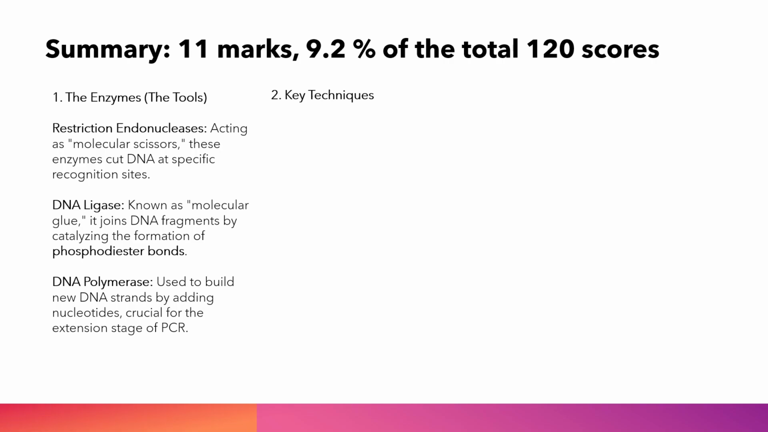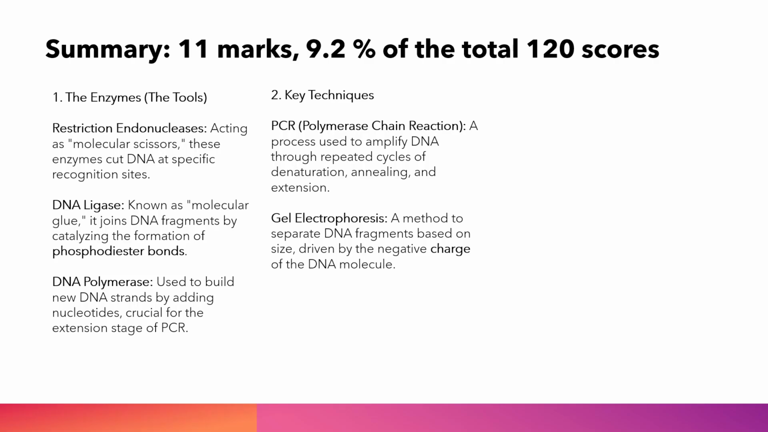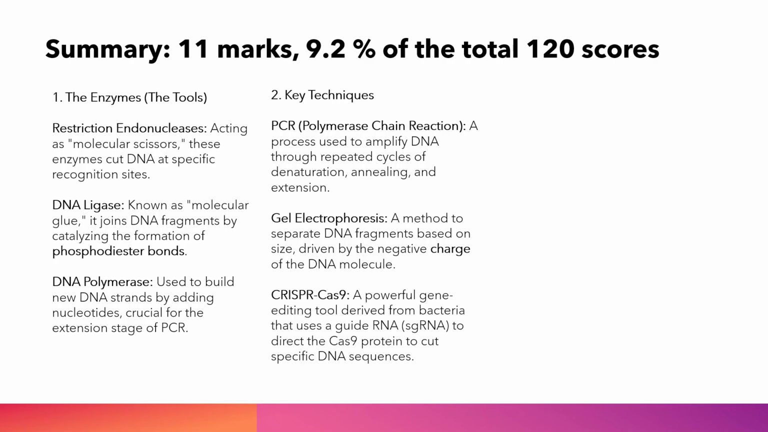Two, key techniques. PCR, polymerase chain reaction, a process used to amplify DNA through repeated cycles of denaturation, annealing, and extension. Gel electrophoresis, a method to separate DNA fragments based on size, driven by the negative charge of the DNA molecule. CRISPR-Cas9, a powerful gene editing tool derived from bacteria that uses a guide RNA, sgRNA, to direct the Cas9 protein to cut specific DNA sequences.